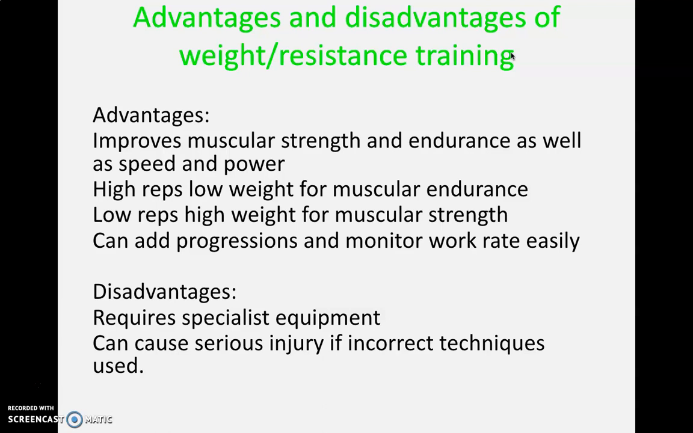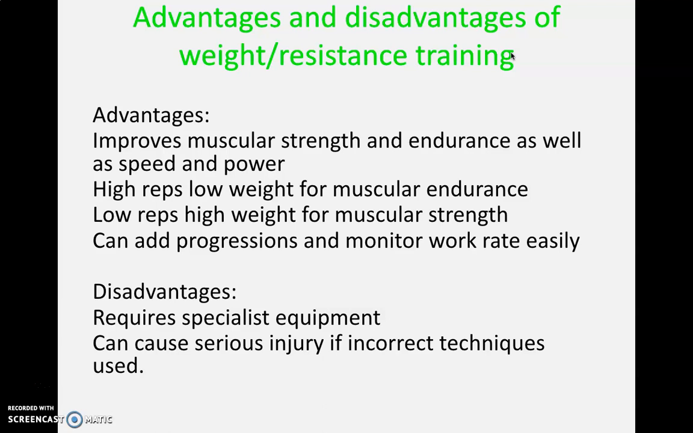You can monitor your work rate really easily, how heavy the weights you are lifting, how many reps you're doing, etc. But it requires specialist equipment. If you don't have a gym or the weights, you might struggle to do any weight or resistance training. If you don't know the correct techniques, if you haven't been coached or taught, you could cause serious injury to yourself. So that's the disadvantage. It's not accessible for everyone.